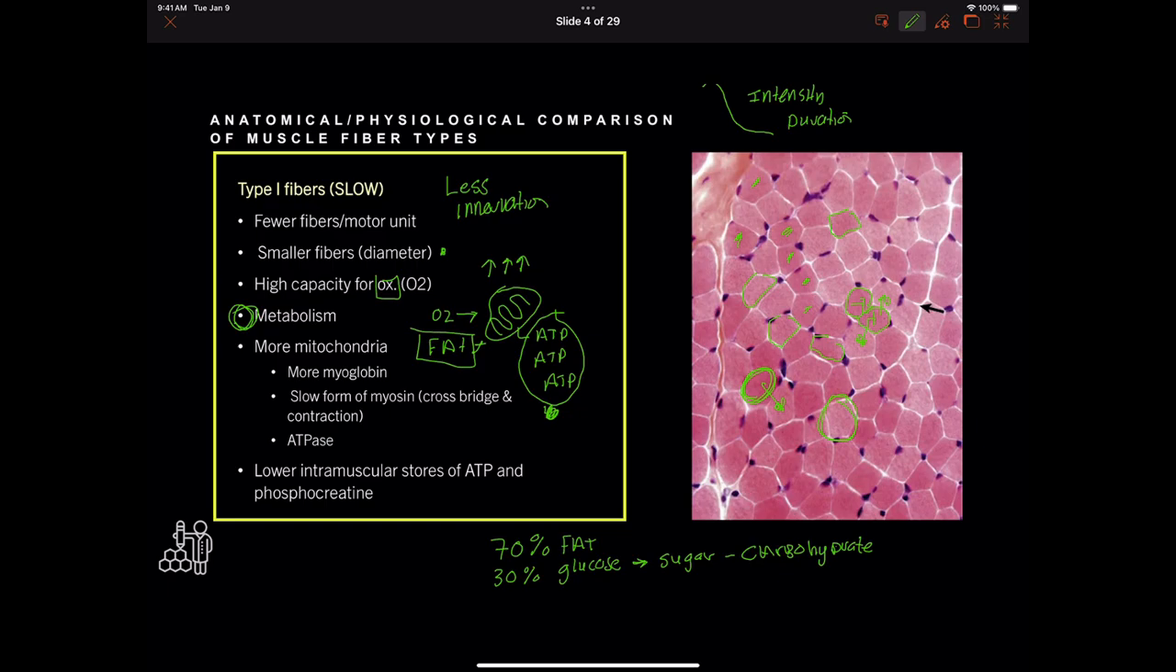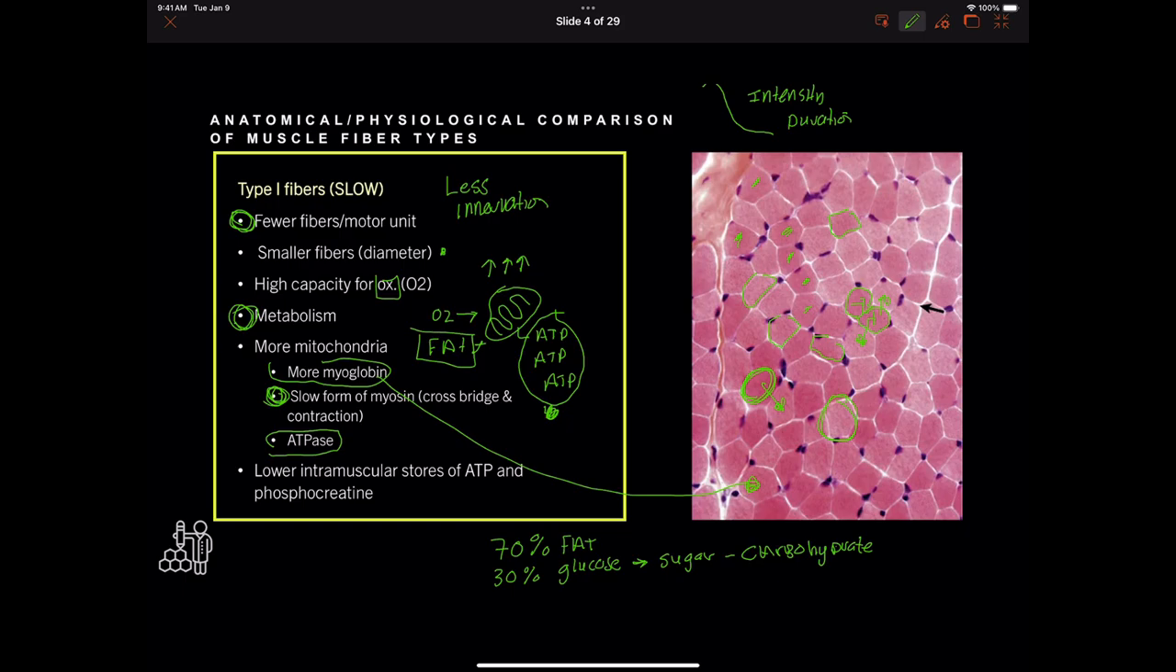As I said, they have a lot of myoglobin, and that's what gives them this darker red color right here. I'll show you what myoglobin is in more detail on the next slide. These are slower contracting muscle fibers, and that makes sense because they have fewer motor units, right? They don't have a lot of innervation, so they contract a little slower. And they have a lot of ATPase, which I'll explain on the next slide. And they also have lower intramuscular stores of ATP and phosphocreatine.